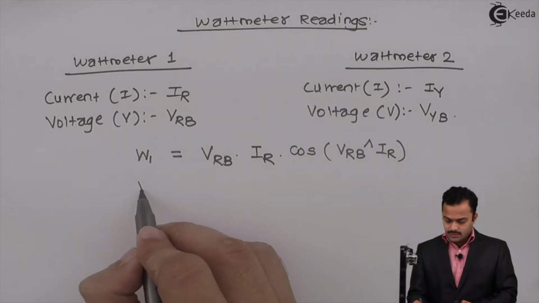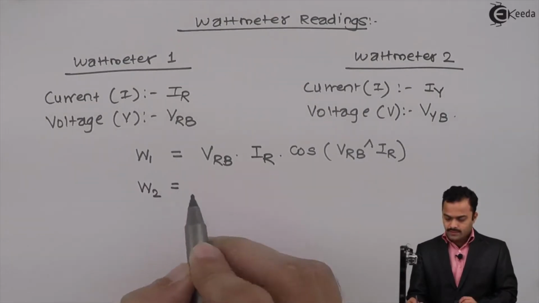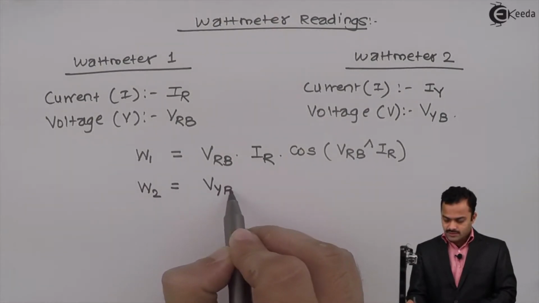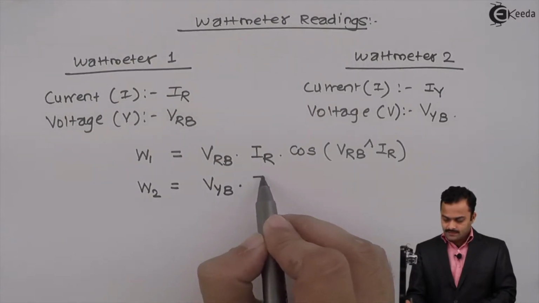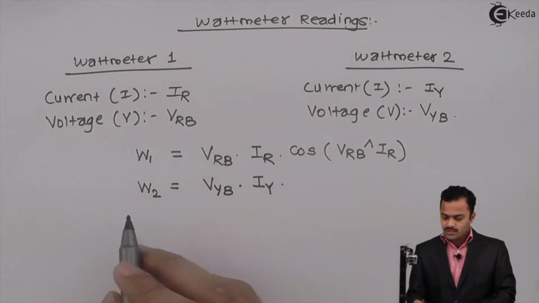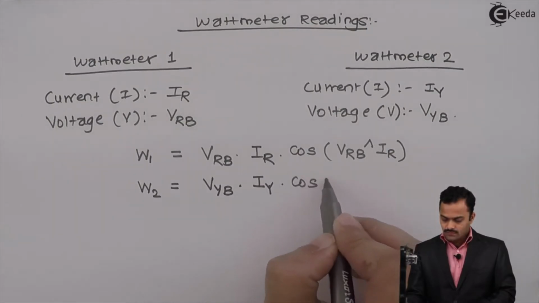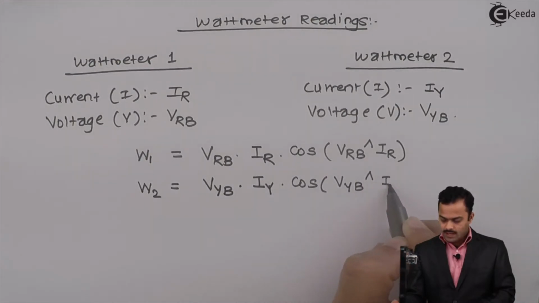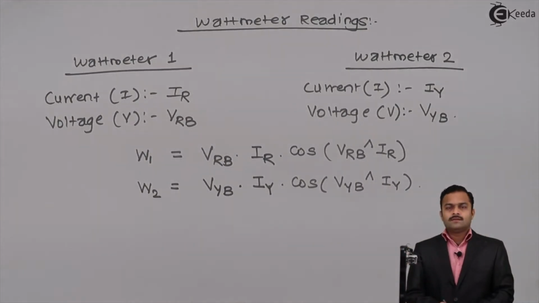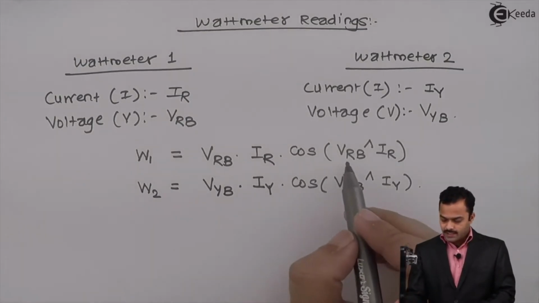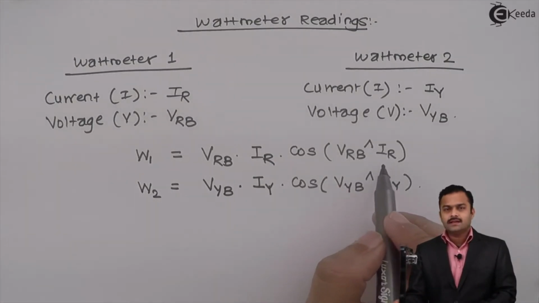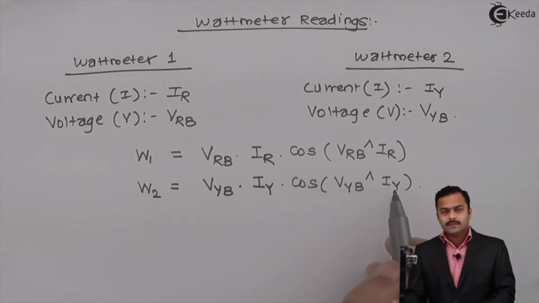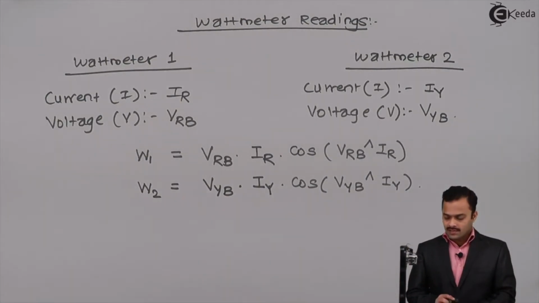In the same way, the wattmeter 2 reading will be the voltage measured by the voltage coil multiplied by the current measured by the current coil multiplied by cos of the angle between VYB and IY. So my job is to find out the angle between VRB and IR, and VYB and IY. That angle measurement we can do with the help of a phasor diagram.